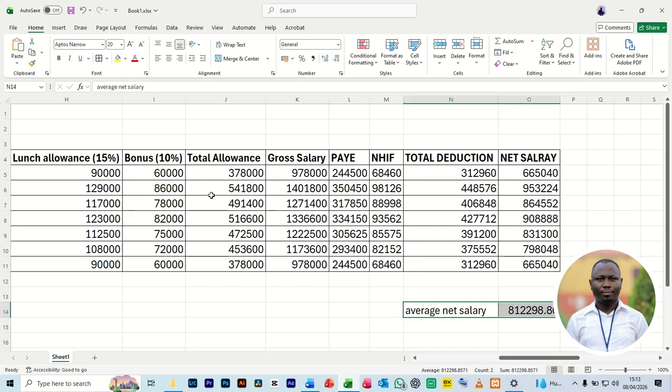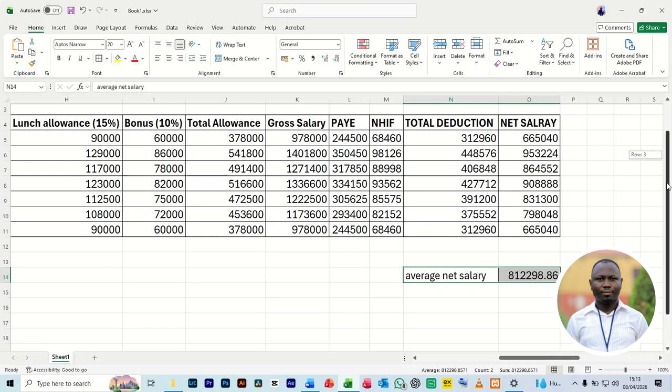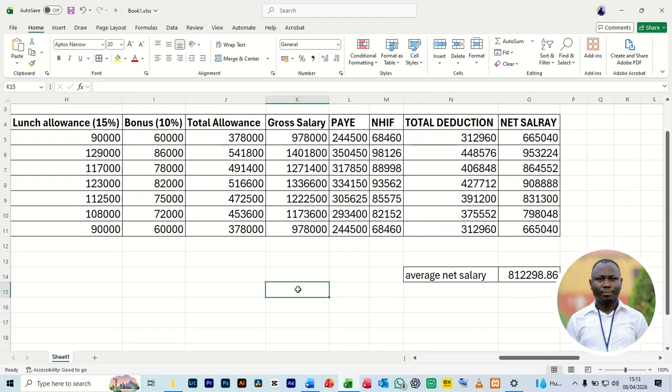For us to get that total, it's the grand total of the gross salary, not the net salary, because when we look at the net salary, deductions are already made. But if we want to see the total amount of money that the company pays, we have to go into the column of gross salary.